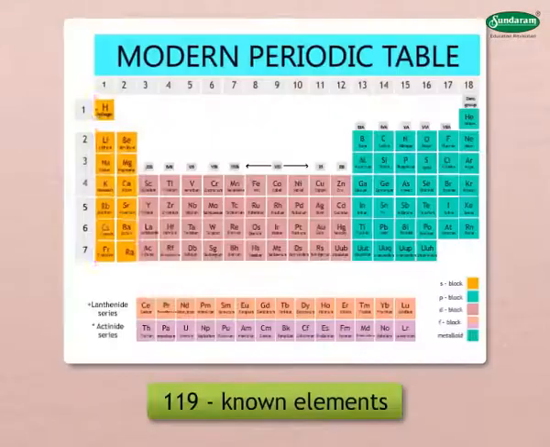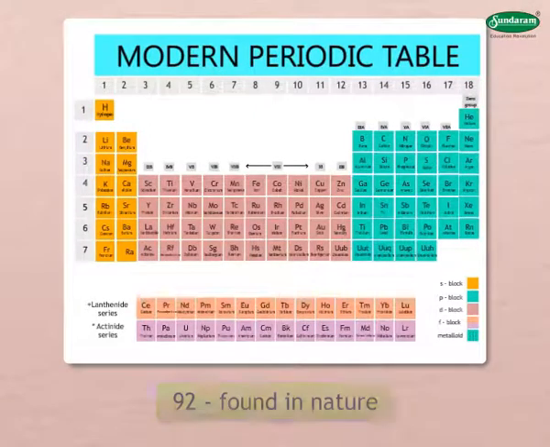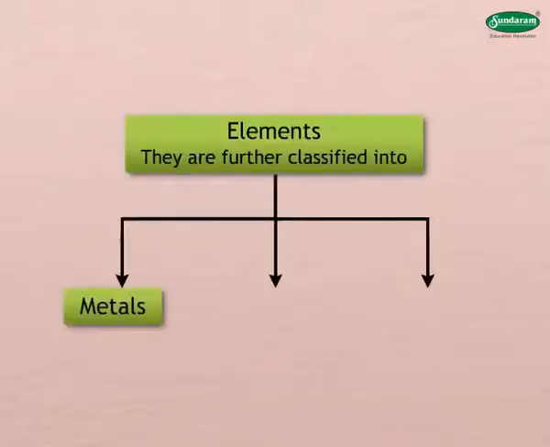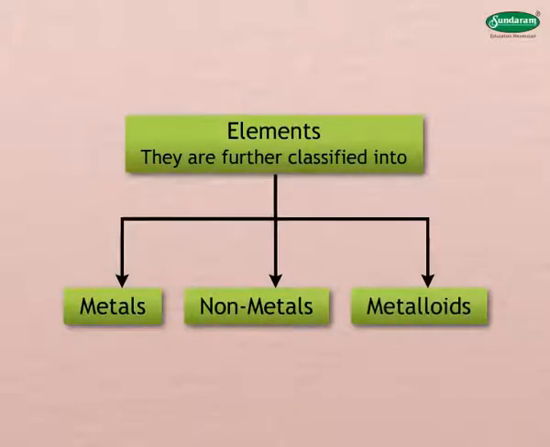Today, 119 elements are known, out of which 92 are found in nature. Elements are further classified into metals, nonmetals, and metalloids. Let us see each of these categories one by one.